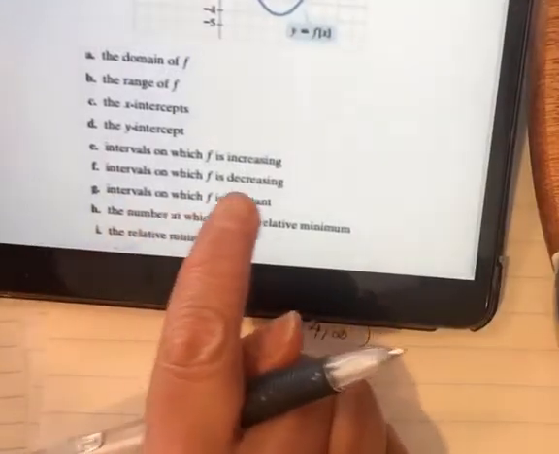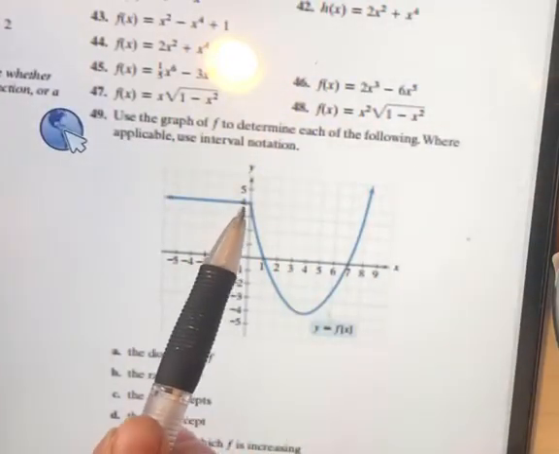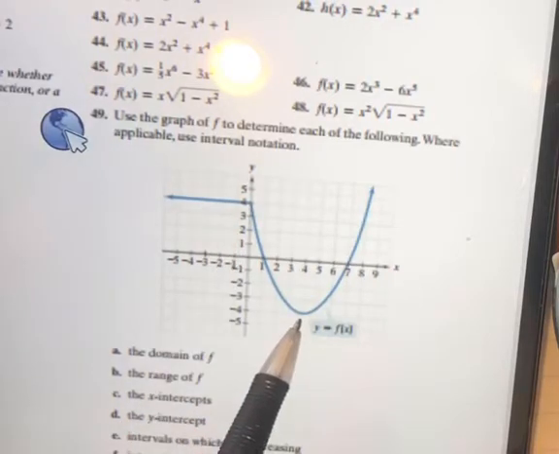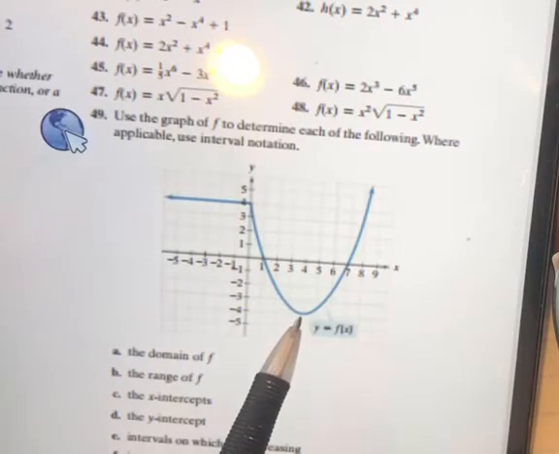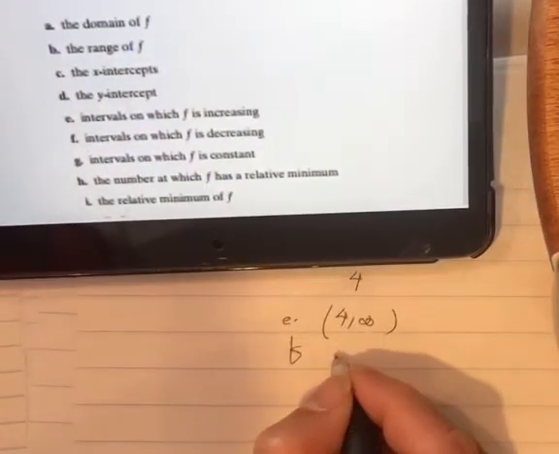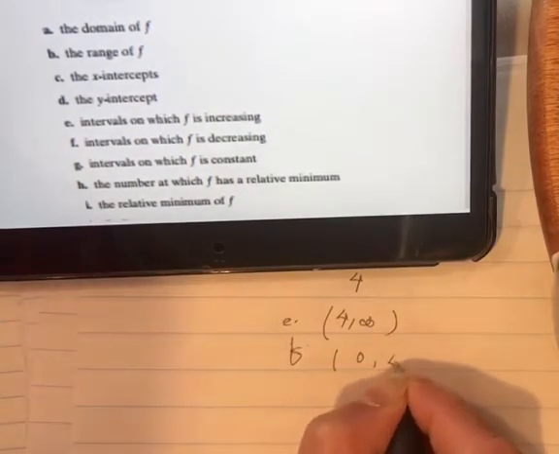Okay, now this was E, number F is the intervals where the graph is decreasing. Now let's bring back the graph. The graph is decreasing from this point to this point. So this point is 0, and at 2 again 4. So the graph is decreasing from 0 to 4.